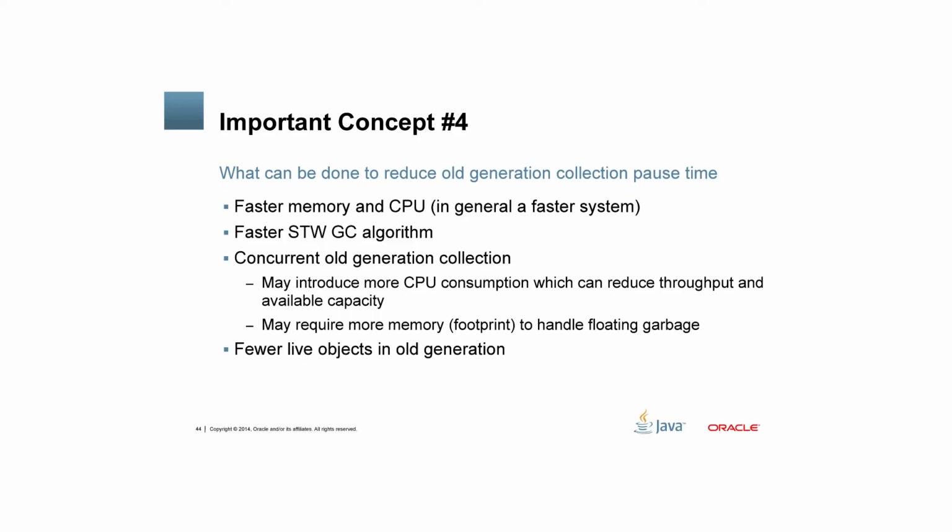Okay, so what can be done to reduce old generation collection pause times? Similar to what we saw for young generation, faster memory, faster CPU, faster system. If it's a stop the world collector you're working with, maybe a faster stop the world collector. Maybe you switch over to using a concurrent collector. And like we saw with the young generation case, you may have some additional CPU consumption here, which could reduce peak throughput. It could also reduce the available capacity of the system.